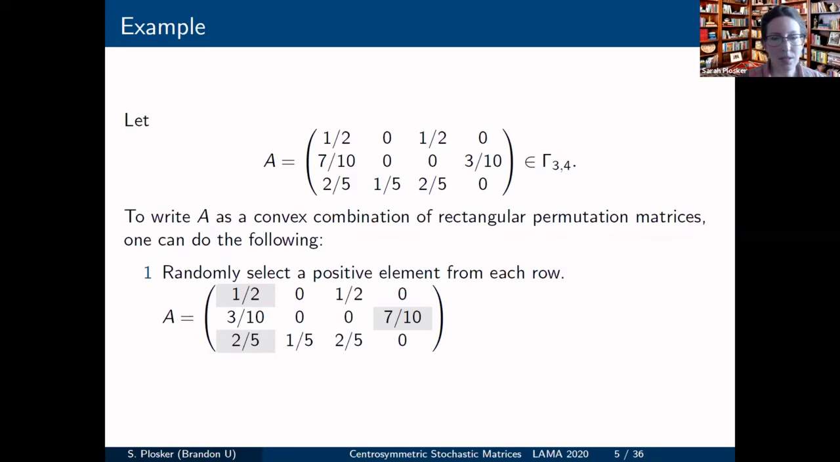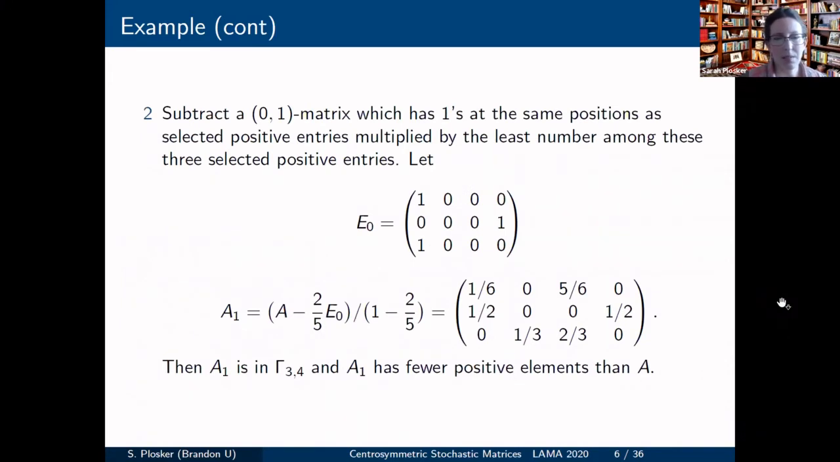So what we can do is randomly select a positive element from each row. You can select the leftmost one, the rightmost one, the biggest one. Here I chose the largest one, and if there were entries that were the same, I took the leftmost one. You can do it randomly, but that's how I chose to do it, not exactly random. Then you subtract a rectangular permutation matrix that has ones in the same positions as the selected entries.